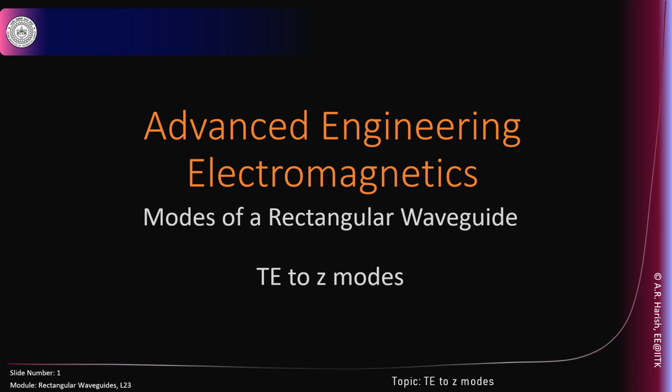Hello. Today we will look at an example of the mode system that we studied in the last class. In the last class, we wrote the field expressions for several types of modes like TE to X, TM to X, or TE to Z, TM to Z, etc., in terms of the vector potentials A and F. Today we'll take a specific example called rectangular waveguide and study the modes of this waveguide.